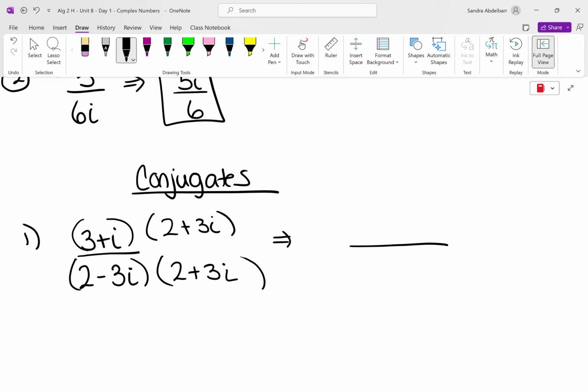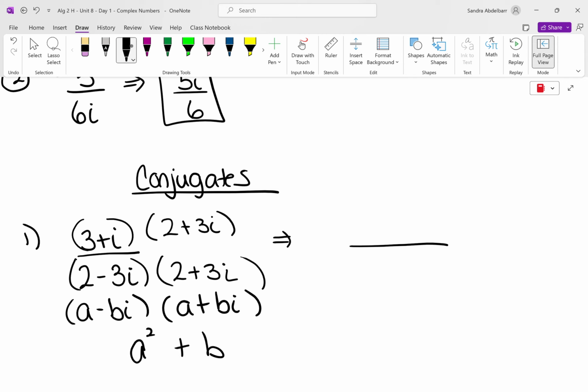Numerator and denominator. So now remember, this is not a minus b times a plus b. This is a minus bi times a plus bi, which we said was a squared plus b squared. So we are going to get 2 squared plus 3 squared in our denominator, which is 4 plus 9. In the numerator, we have to FOIL this out.